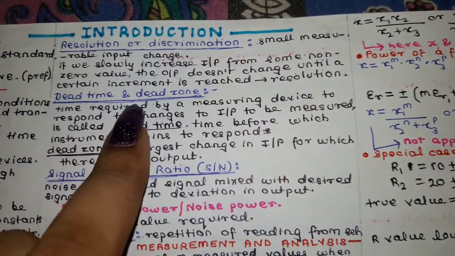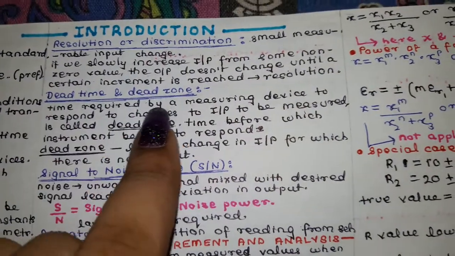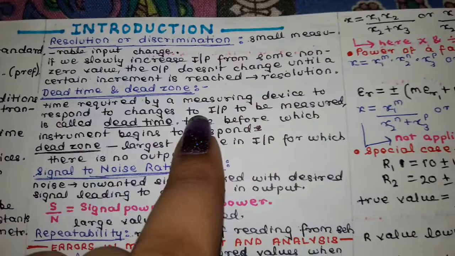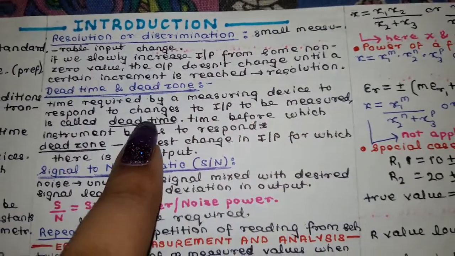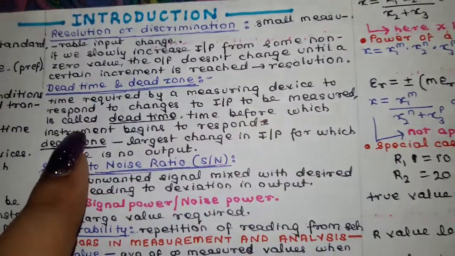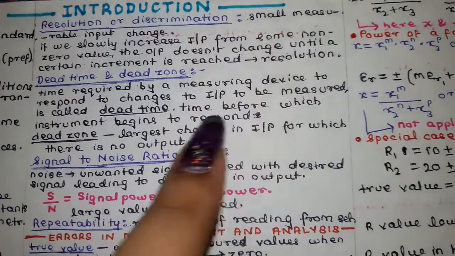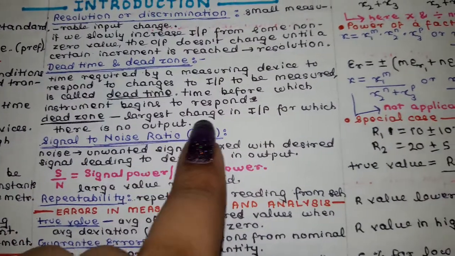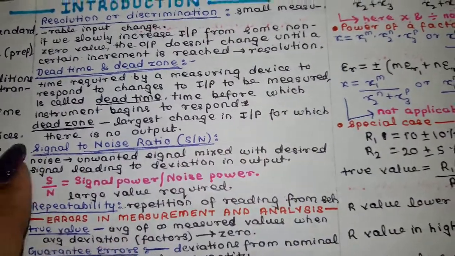Then we have dead time and dead zone. The time required by a measuring device to respond to changes in the input to be measured is called the dead time. It is also defined as the time before which the instrument begins to respond. Dead zone is the largest change of input for which there is no output.